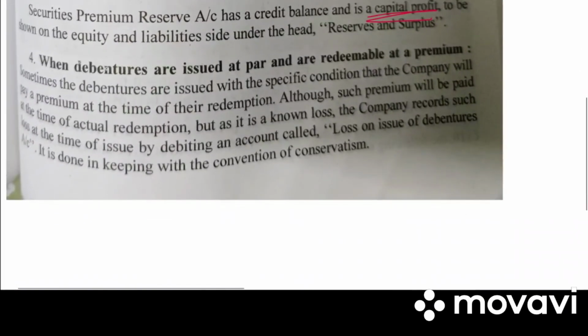Next we have when debentures are issued at par and are redeemed at premium. So sometimes the debentures are issued with a specific condition that the company will pay a premium at the time of their redemption. Although such premium will be paid at the actual time of redemption, it is a loss the company records, as a loss at the time of issue, by debiting an account which is known as loss on issue of debentures account. Okay. So when the debentures are issued at par but redeemed at premium, the premium would be a loss to the company, and so the journal entry would be different. It is a capital loss to the company. So at the time of issue of debentures, it will be loss on issue of debentures.